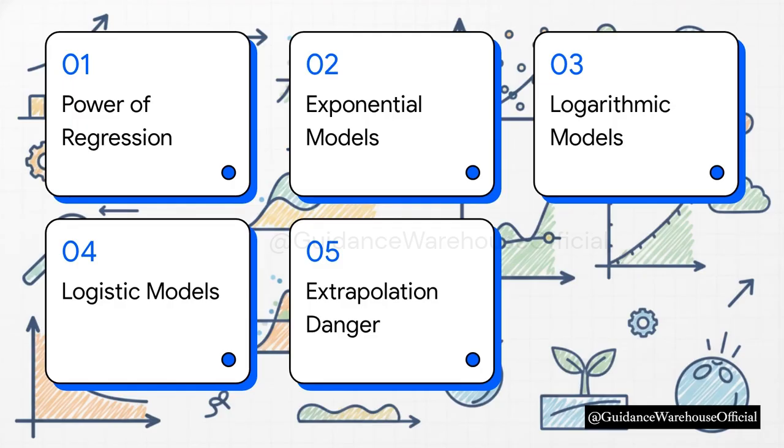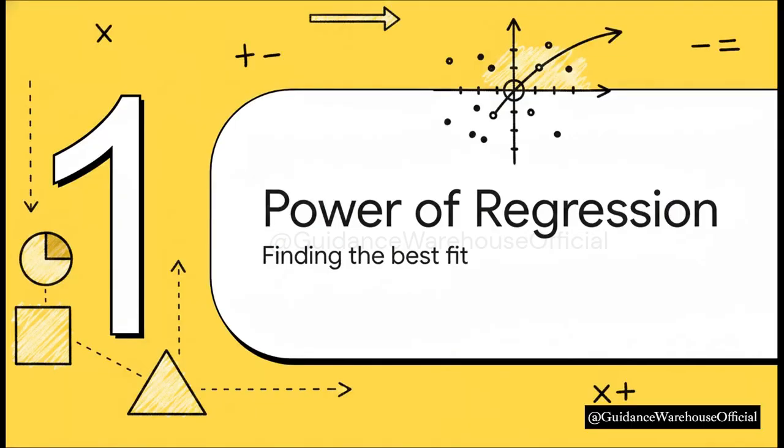Here is our roadmap for today's explainer. We're going to cover the power of regression, dive into exponential, logarithmic, and logistic models, and then we'll wrap up with a crucial warning about the danger of extrapolation. Let's get to it. All right, Section 1, the power of regression.